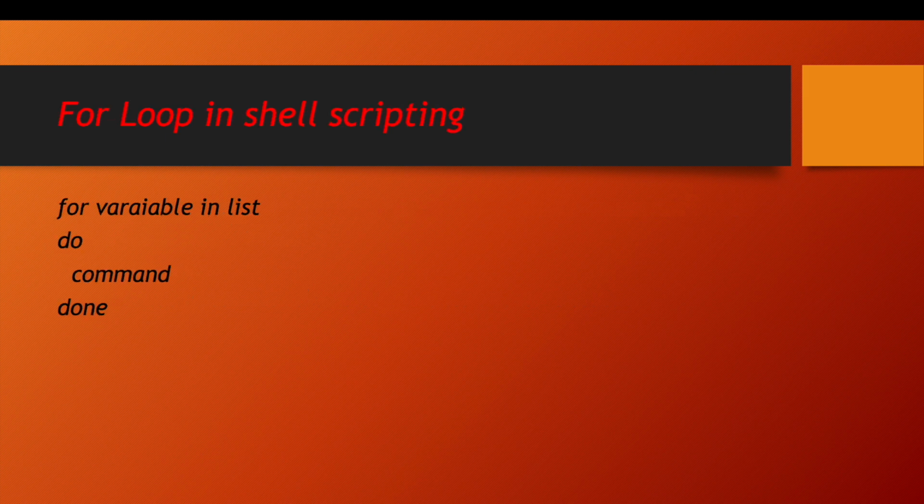So, the first thing is what is for loop. In previous lectures also we have seen for loop, but I am just revising those concepts. So for any variable name in a list of items or list of elements, do as many commands as you want to write, and then done. This is the simple concept of for loop in shell scripting. That's it in for loop.